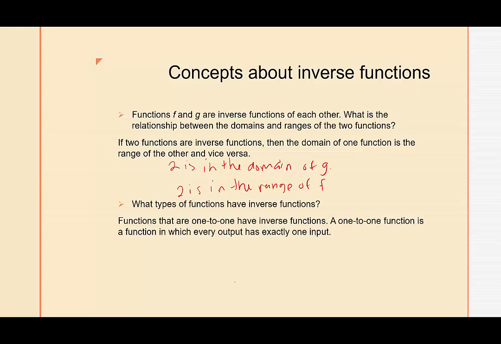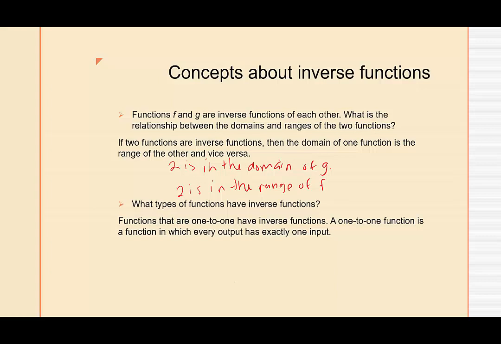What types of functions have inverse functions? We say that functions that are one-to-one have inverse functions. And a one-to-one function is a function in which every output has exactly one input. So the definition of a function is that every input has exactly one output, right? If I input 2 into a function, I shouldn't get 4 and 7. This is saying not only that, but it wouldn't be a function if there was one output that was received by 2 inputs.